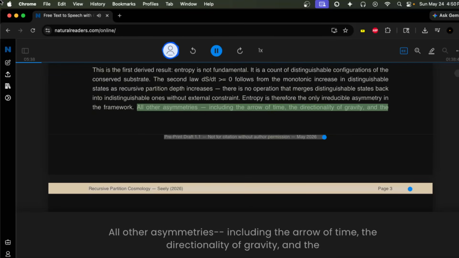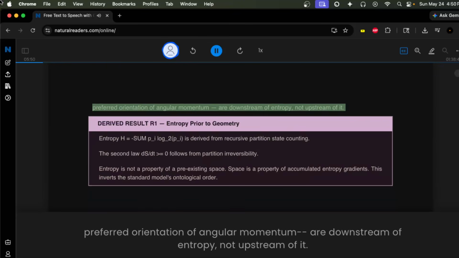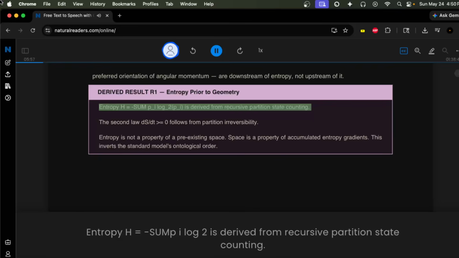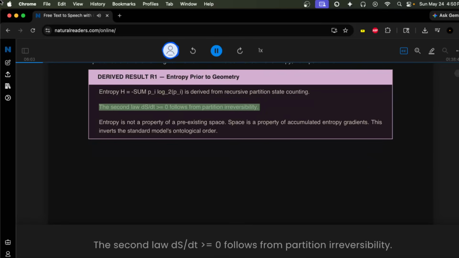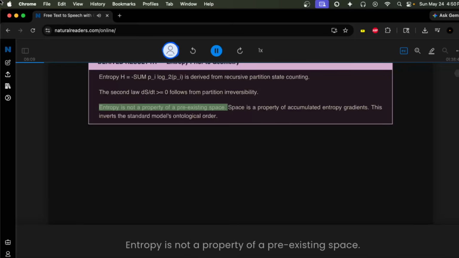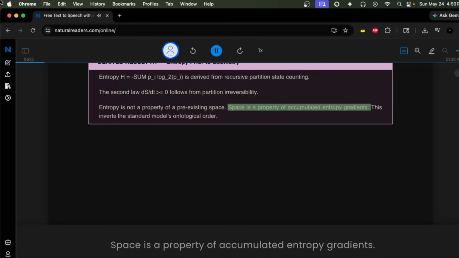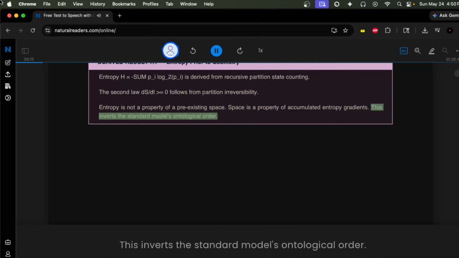All other asymmetries, including the arrow of time, the directionality of gravity, and the preferred orientation of angular momentum, are downstream of entropy, not upstream of it. Entropy H equals minus the sum of p_i log 2 p_i, derived from recursive partition state counting. The second law dS/dt greater than or equal to 0 follows from partition irreversibility. Entropy is not a property of a pre-existing space. Space is a property of accumulated entropy gradients. This inverts the standard model's ontological order.